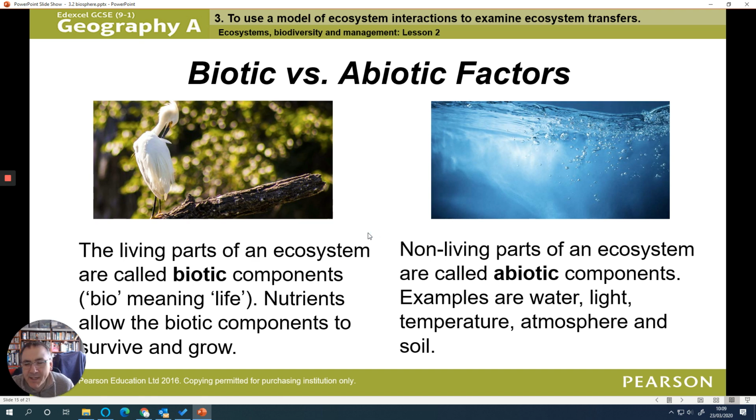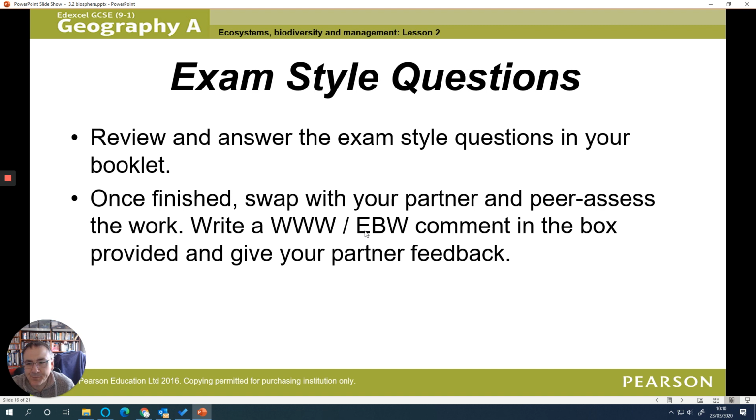Now, the biosphere is made up, as we looked at previously, of the biotic components, bio meaning life. And the abiotic components, these are the things that allow biotic components to survive and grow: water, light, temperature, atmosphere, and soil.